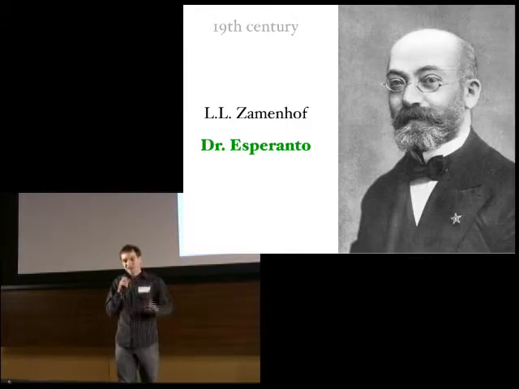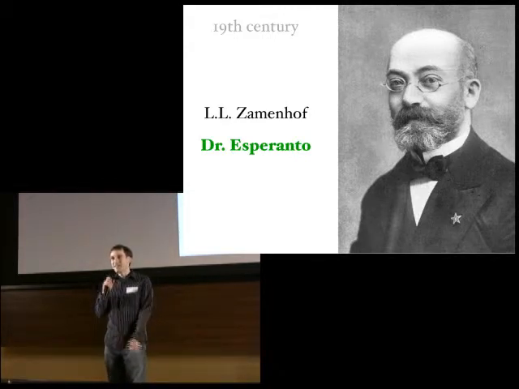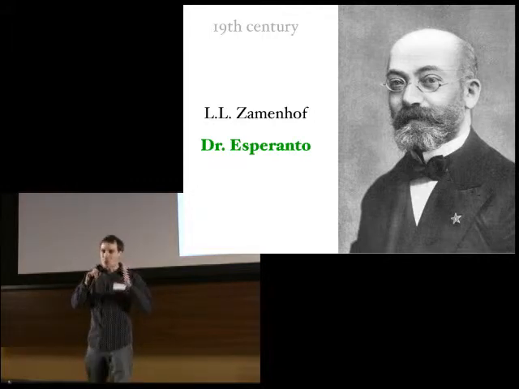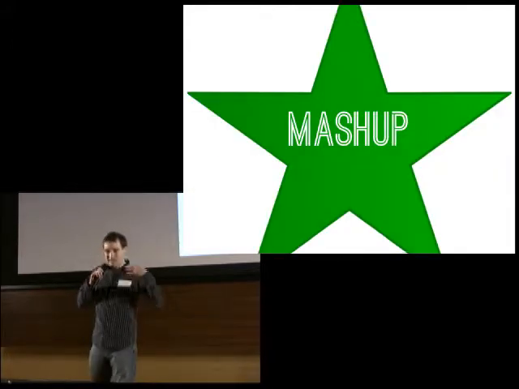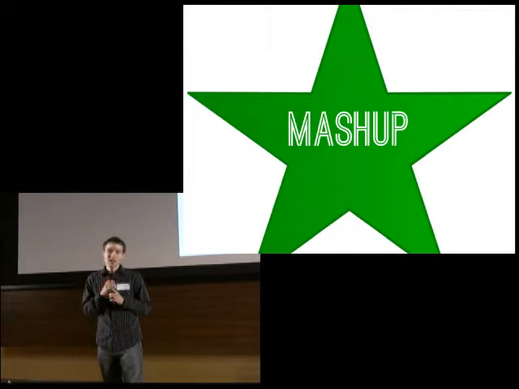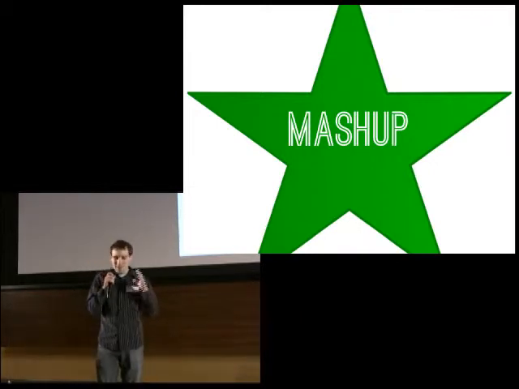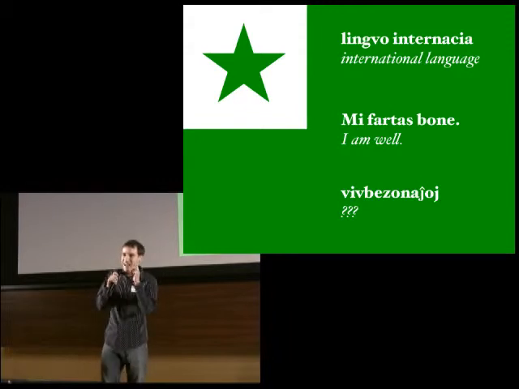So this person, L.L. Zamenhof, you may know him better as Dr. Esperanto, had this idea. He was a Russian Jew who lived in Poland, and he decided that his goal was for everybody in the world to be able to speak with each other. And he did this through sort of a linguistic mashup. He took all the languages that he knew, Slavic and Germanic and English and Greek, and took bits and pieces of them, put them together so it would be recognizable. His challenge was that you could learn his new language in an hour.